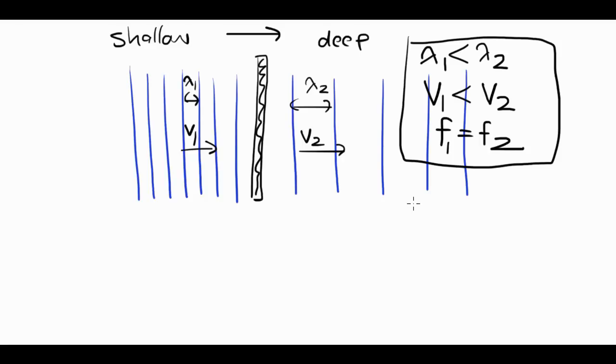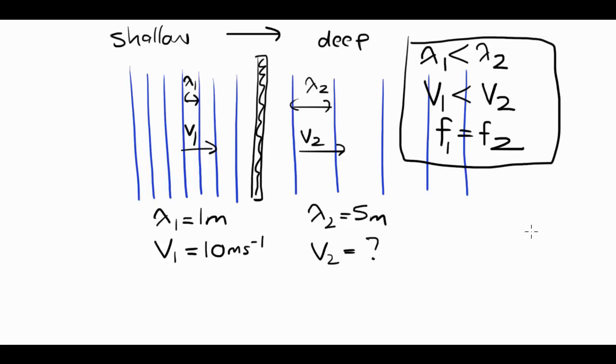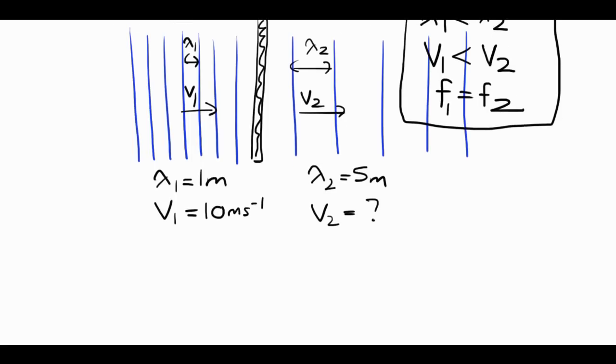So let's imagine that you're told that in the shallow region, okay, so I'm going from shallow to deep, the wavelength lambda 1 is equal to 1 meter. Let's assume that you're also told the velocity in the shallow region is, say, I don't know, 10 meters per second. You're also told that the wavelength in the deep region is 5 meters. And you're asked to determine what the velocity is in the deep region.